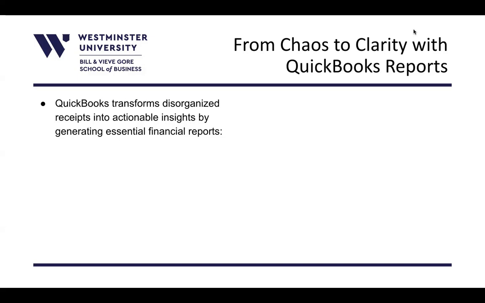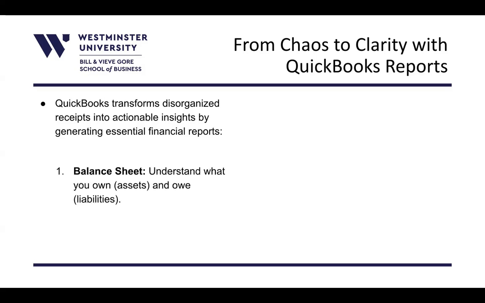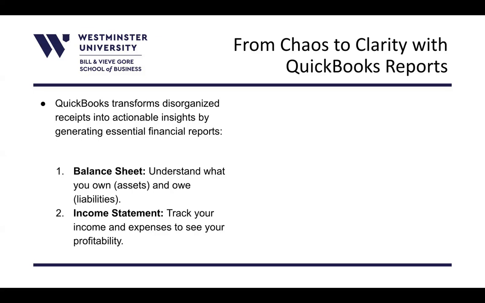QuickBooks transforms disorganized receipts into actionable insights by generating essential financial reports. Some financial reports QuickBooks can generate for you include 1. The balance sheet, which can help you understand what you own, which are assets, and what you owe, which are liabilities. Another report it can generate for you is the income statement. The income statement helps you track your income and expenses to see your profitability in your business.